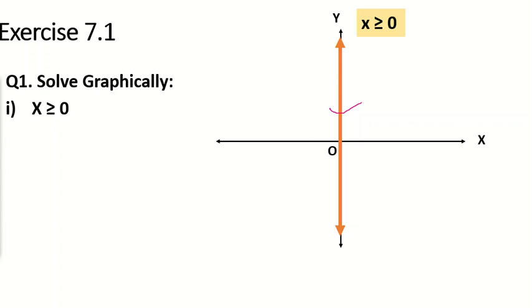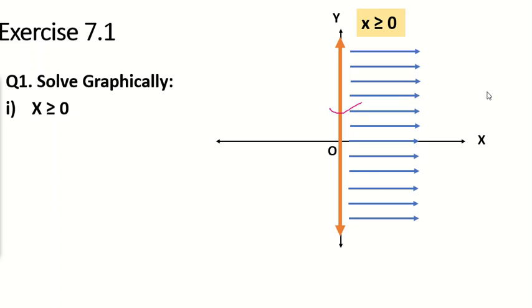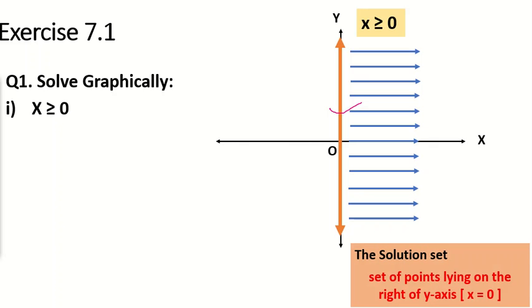The inequality x greater than or equal to 0 indicates the collection of all points lying on the positive x-axis side, that is, on the right-hand side. So this is my solution set for x greater than or equal to 0. It is the set of points lying on the right side of the y-axis, that is, the positive x-axis. Okay.